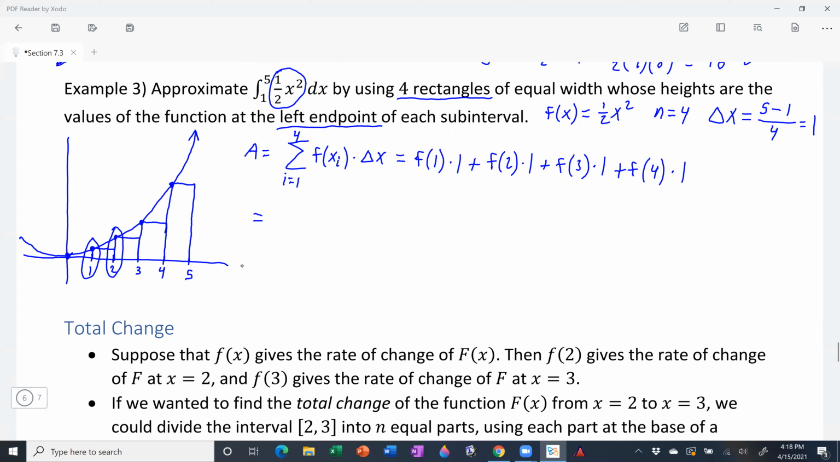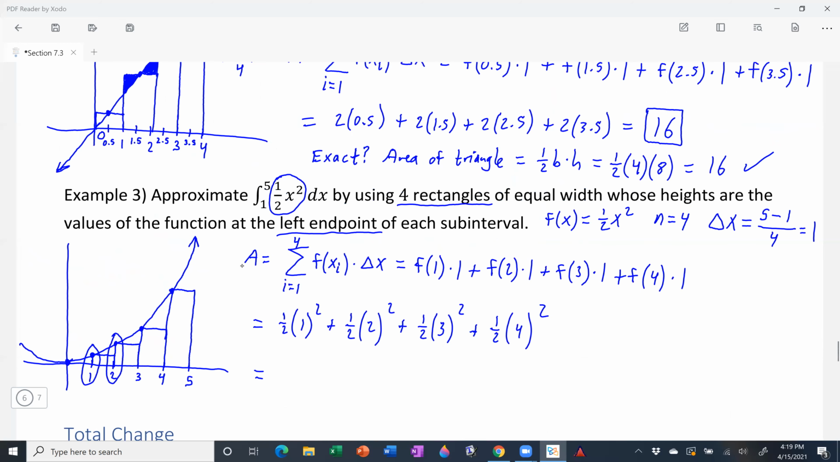Okay? So then each of those is just times 1, so we can kind of just ignore that times 1. If it was something different than a times 1, then you could factor it out, and that would make your calculations a little bit easier. So for this, I'm just going to ignore that times 1 each time, and this is just going to be 1/2 times 1 squared plus 1/2 times 2 squared plus 1/2 times 3 squared plus 1/2 times 4 squared. Since this is curving, this is definitely not going to be an exact value like it was in the previous one.